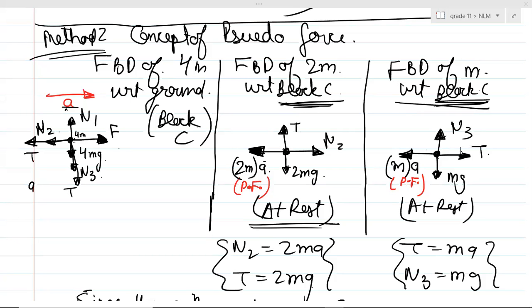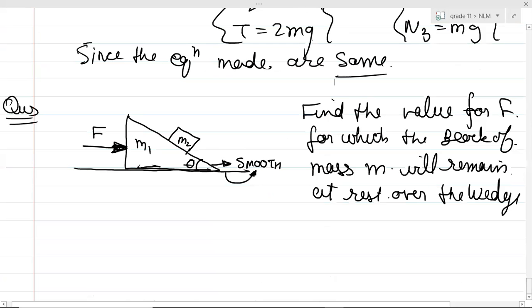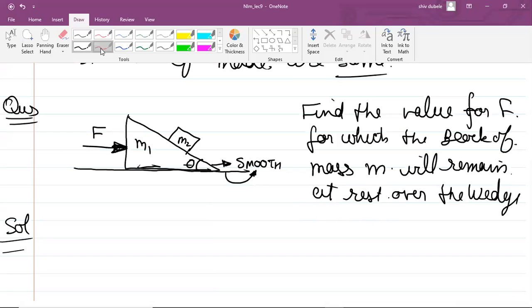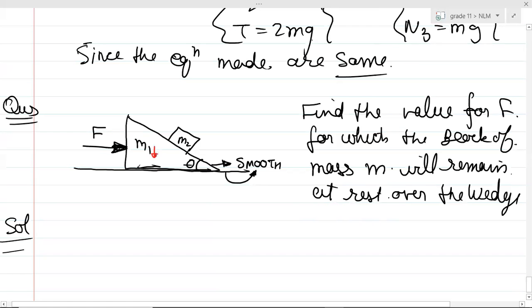Anyways, try to do this question now, guys. Last question for today. Find the value of F for which the block of mass m will remain at rest over the wedge. Again, what will you do? You'll draw all the forces. So basically there will be this m1g acting downwards. Yes or no? And N1 acting from the ground upwards.